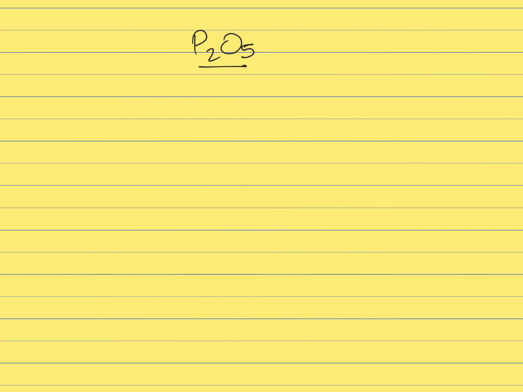The next example is P2O5. Again, we know that P2O5 is a substance that easily forms a glass. So again, we should find that the number of constraints per atom should be equal to 3. Let's see what we get.